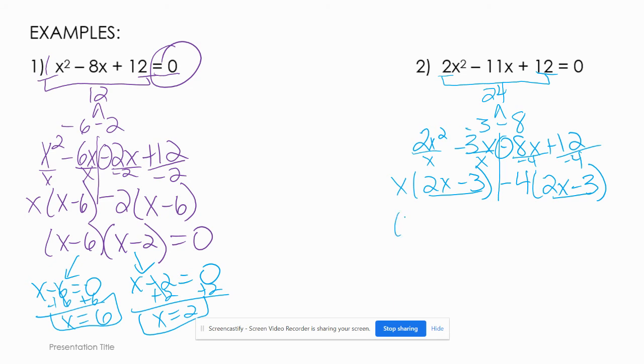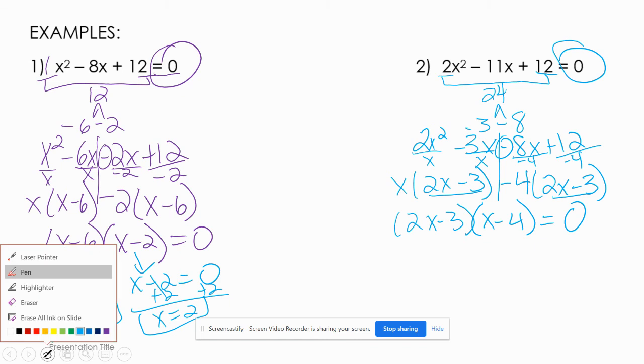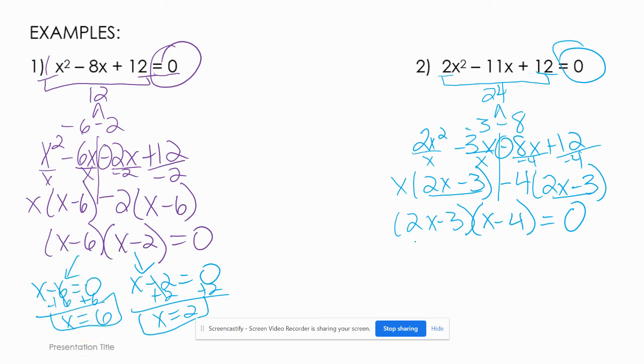Now our parentheses are the same. We have 2x minus 3 as one of our factors. X minus 4 is the other one. And then we bring back that equals 0. Now that we've brought back that equals 0, we can take each of the factors and set them equal to 0 to solve for x and find our roots, x-intercepts, or solutions.